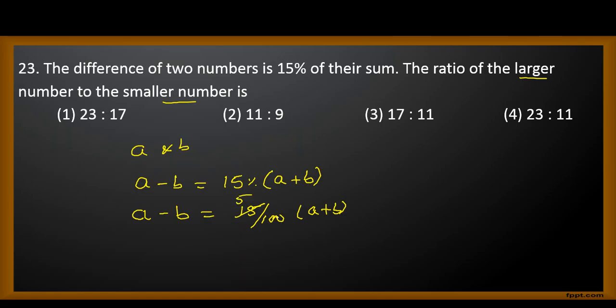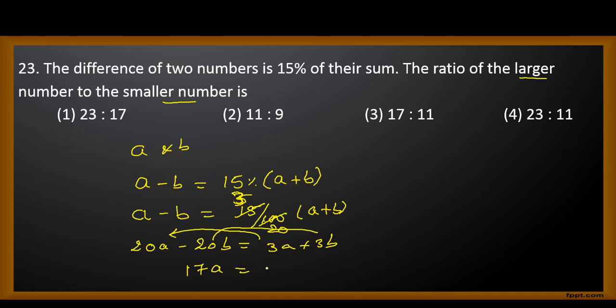5 threes are 15 and 5 twenties are 100. On cross multiplication, what you will get? 20a minus 20b equals 3a plus 3b. Take this a to the left hand side. It means you will get 17a equivalent to, take this minus 20b to the right hand side. It will become 23b, 3 plus 20, which is nothing but 23b. This implies a by b equivalent to 23 by 17. The answer is option 1.